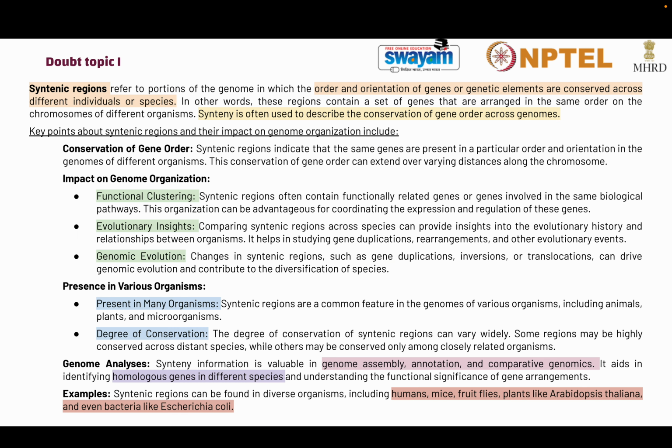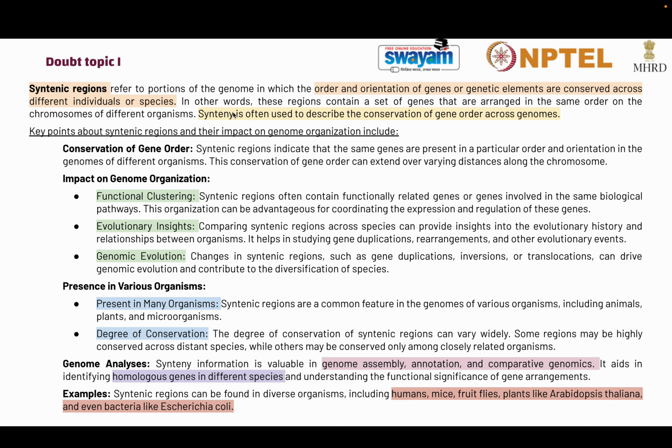So now there are different doubts which you have asked me, and I'm trying to resolve them. The first doubt was regarding the syntenic regions, in which you asked what a syntenic region means, in which organisms you will see syntenic regions, and when you say that a particular region is syntenic. So syntenic regions are the portions in the genome in which the order and orientation of genes or genetic elements are conserved across different individuals or species.